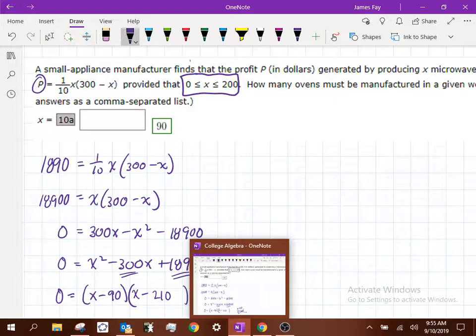Does that make sense? So what's going on there is if I make 200, I'm going to have 110 toasters or ovens sitting somewhere in a warehouse that I have to pay the mortgage on for that warehouse. I have to have resources making those ovens, people making those ovens, that kind of stuff. So my profit function here says that 90 will maximize my profit, or at least give me 1890, which is what I want. Does that make sense? Sure.